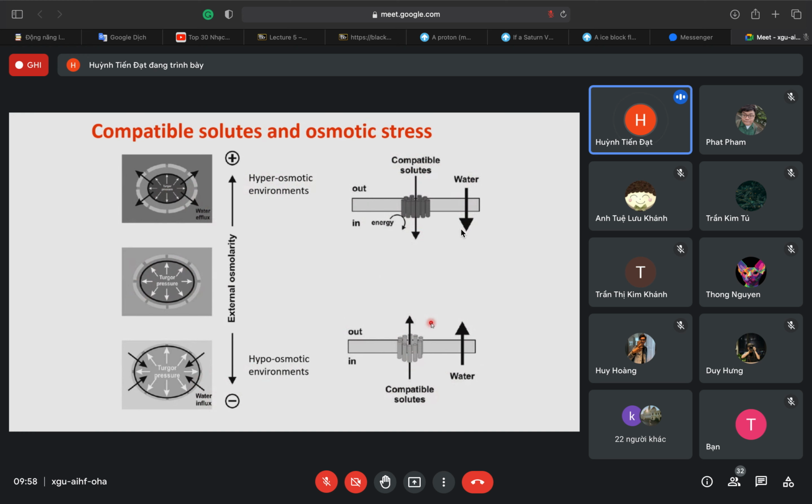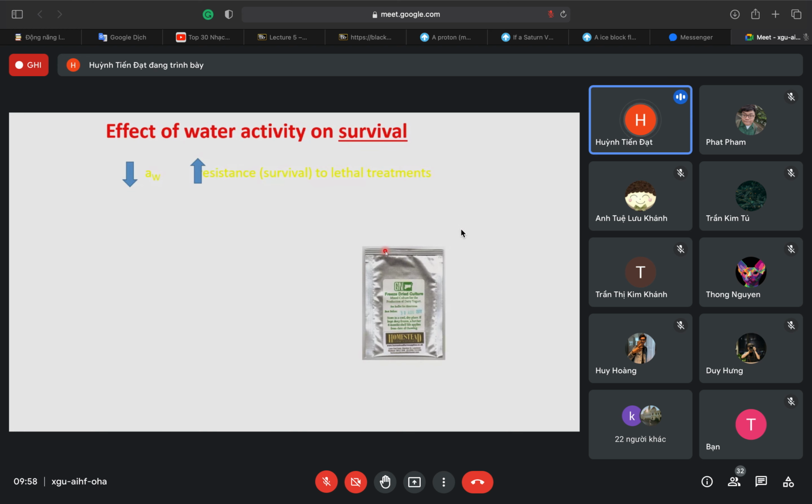Understand about this one? Yes. So the purpose is to maintain the water in the cell, right? Yeah. We try to maintain the osmotic pressure, so the cell is in a good state. That's the reason why I say compatible. Thank you, sir. Okay. Any other question, guys?